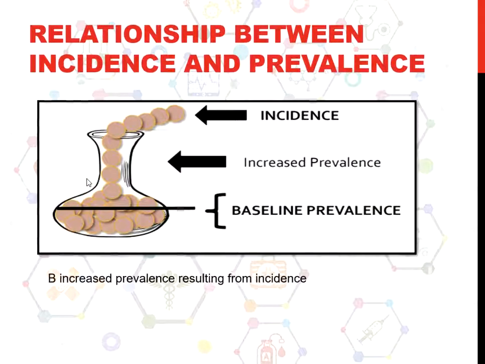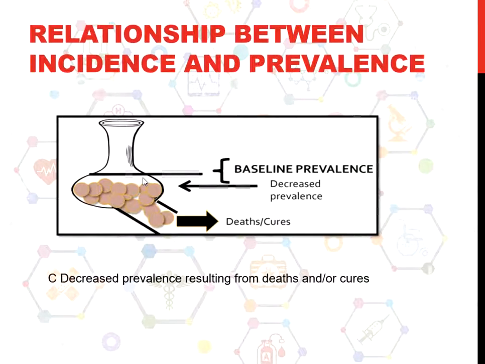Dumating si incidence. So, incidence, ibig sabihin nadagdagan or nagkaroon ng bagong cases. B, increased prevalence resulting from incidence. So, yung prevalence niya, ito lang dati, dadagdag lahat. Yan na lahat na may diabetes. Pero yung incidence natin, yung bagong cases, yun na dagdag na bago. Prevalence, total. Decreased prevalence resulting from death and old or cures. So, kapag walang incidence or walang bagong cases, pwede bumaba yung prevalence either from deaths or cures. So, namatay na iba, yung iba naman gumaling.